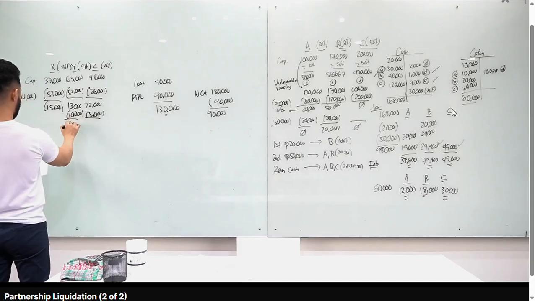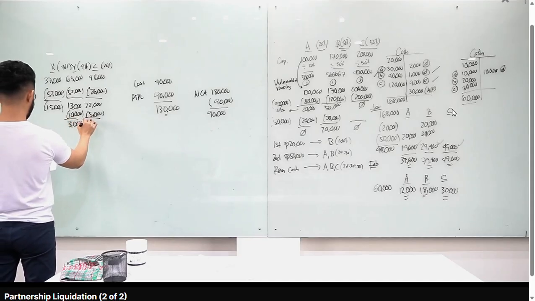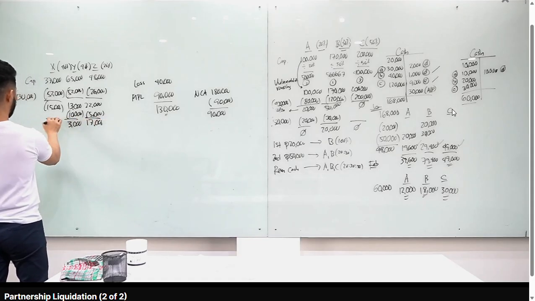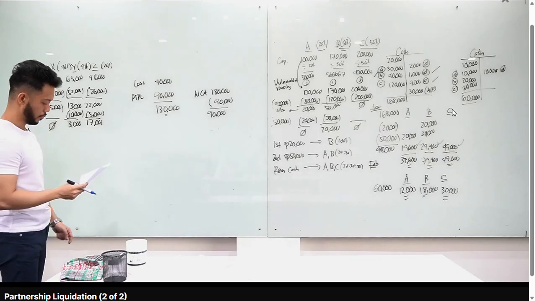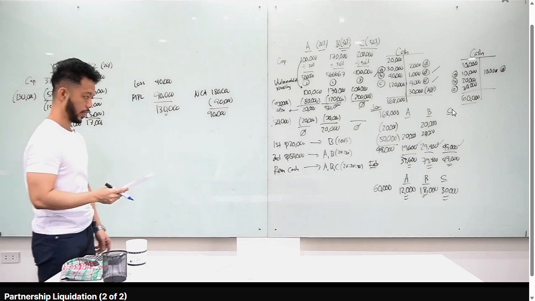Okay, so 13 minus 10, 3,000. 22 minus 5 is 17,000. Okay, so partner X receives 0, partner Y receives 3,000, partner Z receives 17,000. Letter D is the answer for number 21.